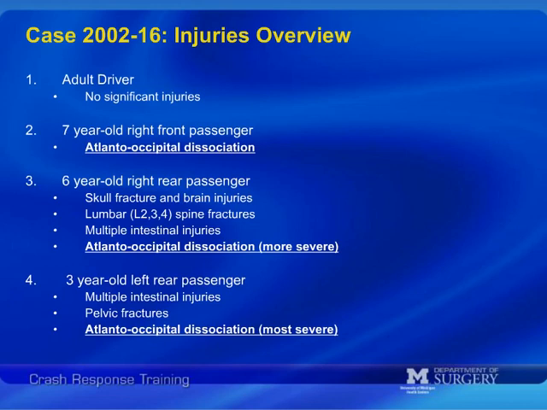This case here, I think, shows very nicely one of those take-home lessons which I had mentioned at the beginning of this module, and that is that the younger the child, the more likely they are to sustain a serious injury as a result of a crash.